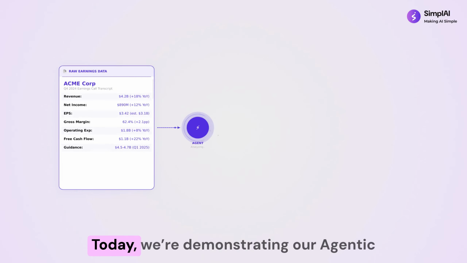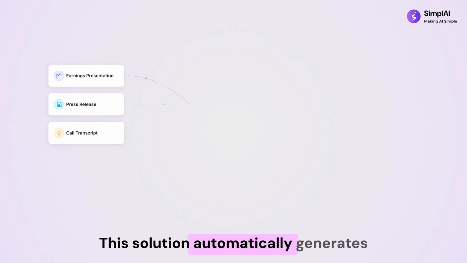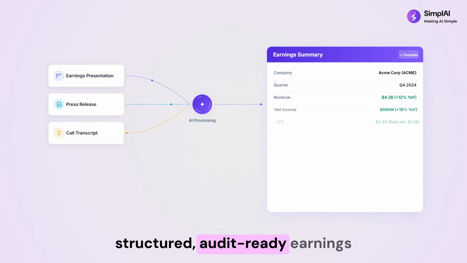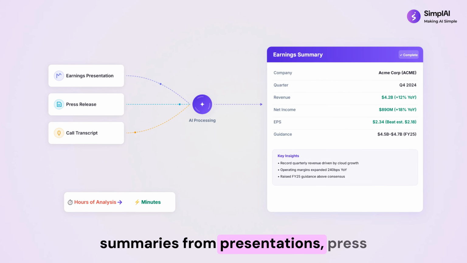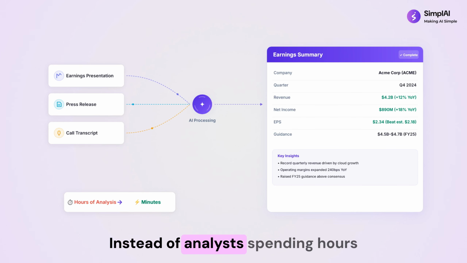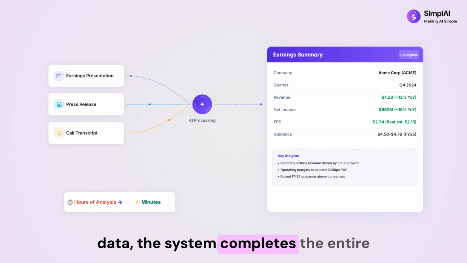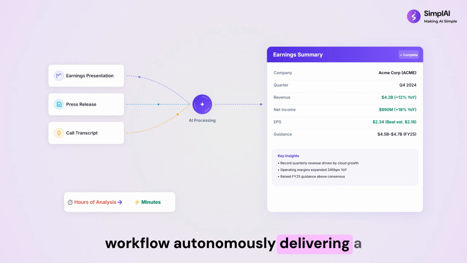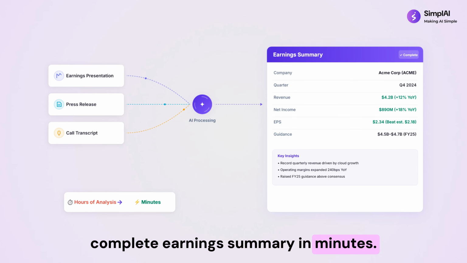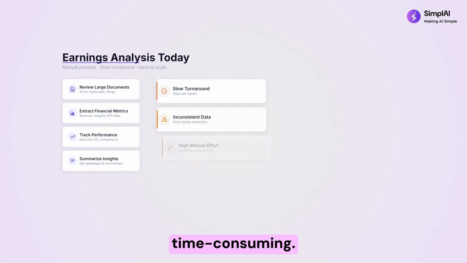Hello, everyone. Today we're demonstrating our Agentic AI solution, the Earnings Summary Agent. This solution automatically generates structured, audit-ready earnings summaries from presentations, press releases, and call transcripts. Instead of analysts spending hours reviewing documents and extracting data, the system completes the entire workflow, autonomously delivering a complete earnings summary in minutes.